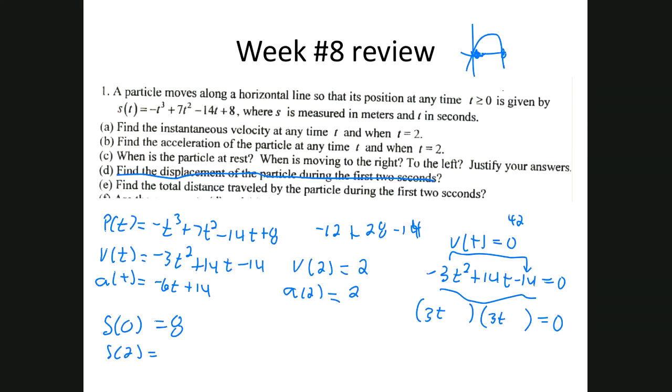If I put 2 in there, that gives me negative 8 plus 4 times 7, that's 28, minus 28 plus 8. That's 0. So that was pretty easy. So the displacement would be 8 minus 0 over the total time. So my displacement would be 4.